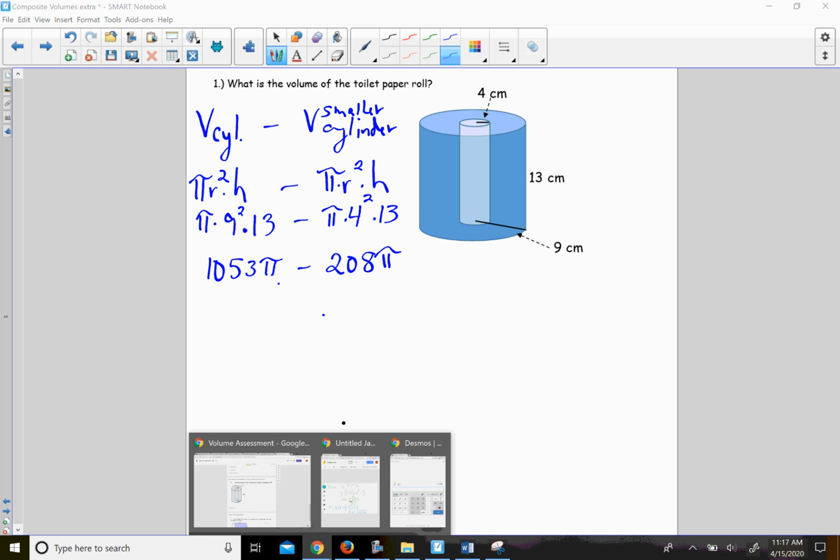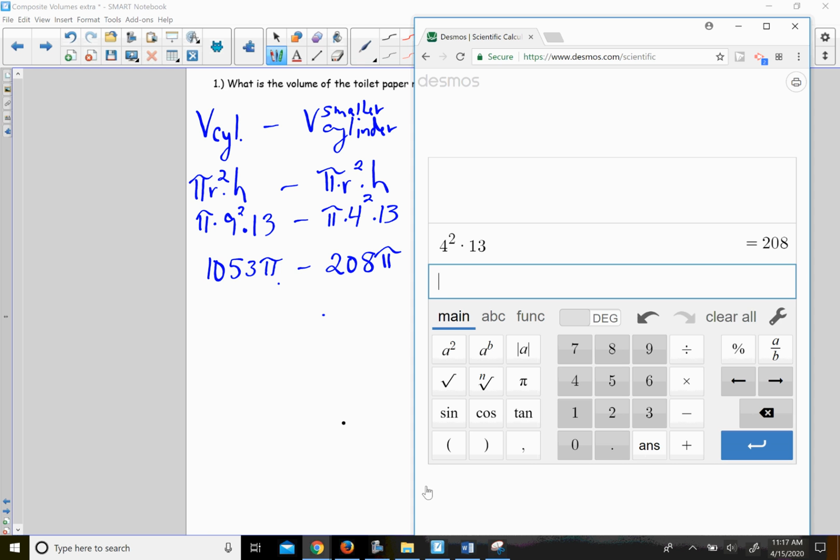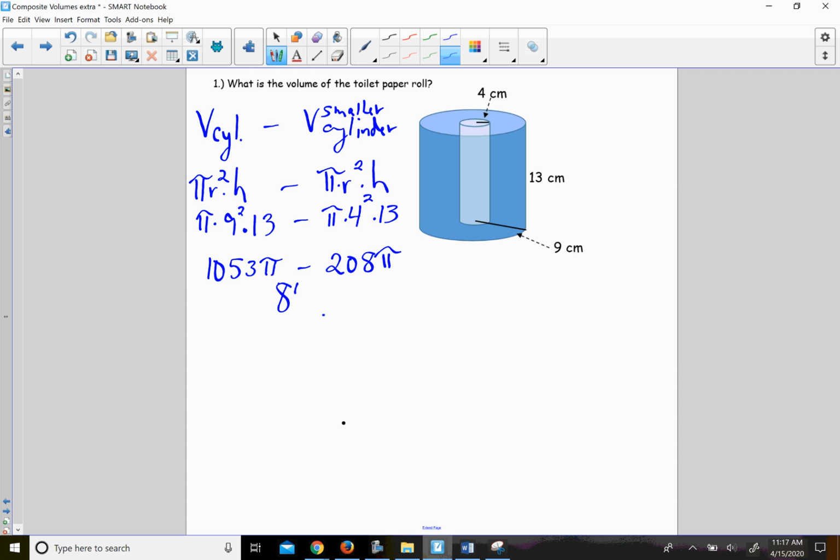So I'm going to go back to this calculator, and I'm going to type in 1,053 minus 208. That leaves me with 845 pi. So if I want my answer in terms of pi, that's what my answer would look like. Let's go a step further, and I'm going to box that next to my answer.